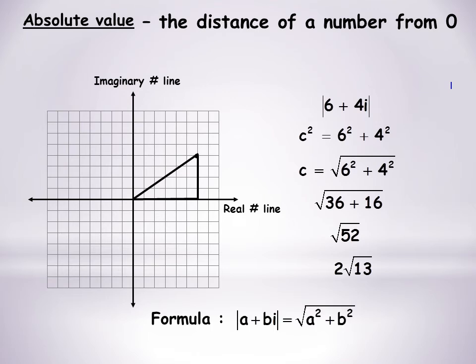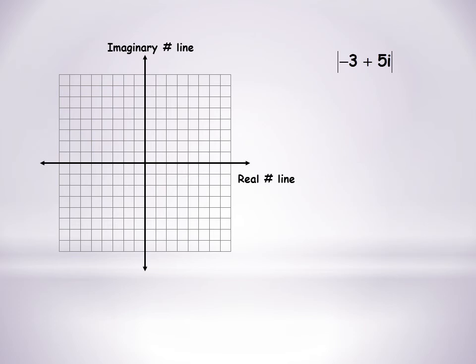So for the formula, given a plus bi, you're just going to take the real part squared plus the imaginary part squared, and then take the square root of that. Remember that you have to square them and add them together before you can take the square root. Go ahead and try this one and see if you can get the right answer.